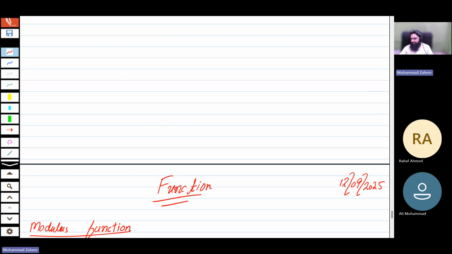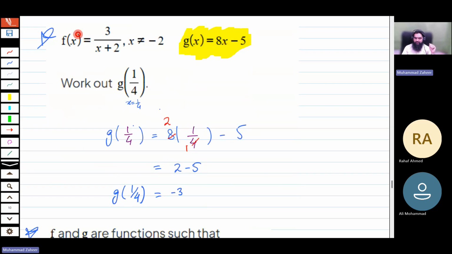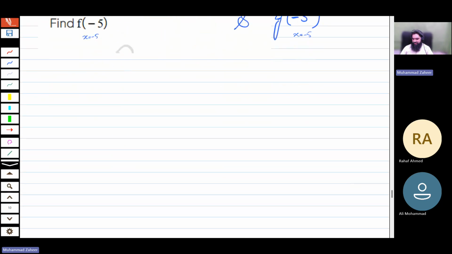While if we go up, we do these types of questions in which the examiner gives you the function f of x is equal to 3 divided by x plus 2, and we are going to find the value of g of 1 by 4. So we are substituting 1 by 4 in place of x. So in the last class, we did these types of substitution questions.